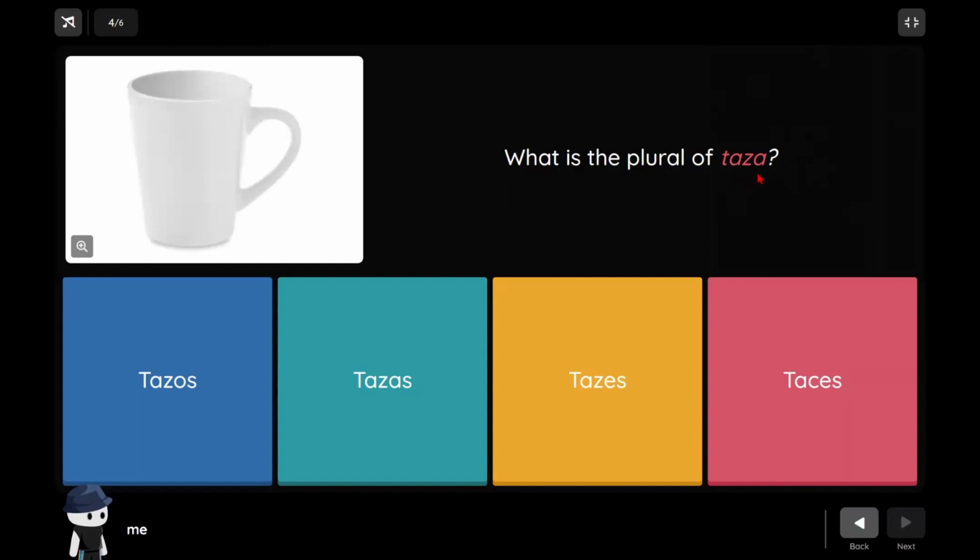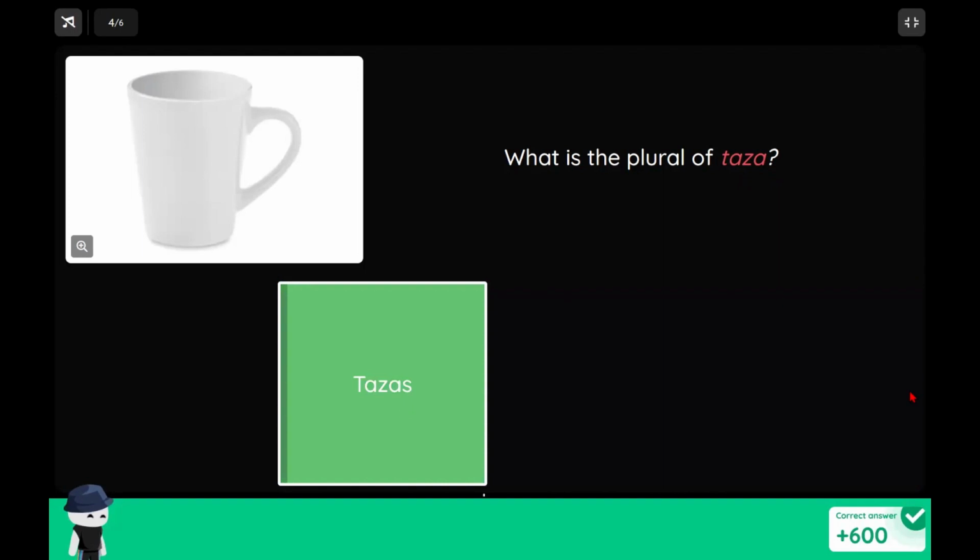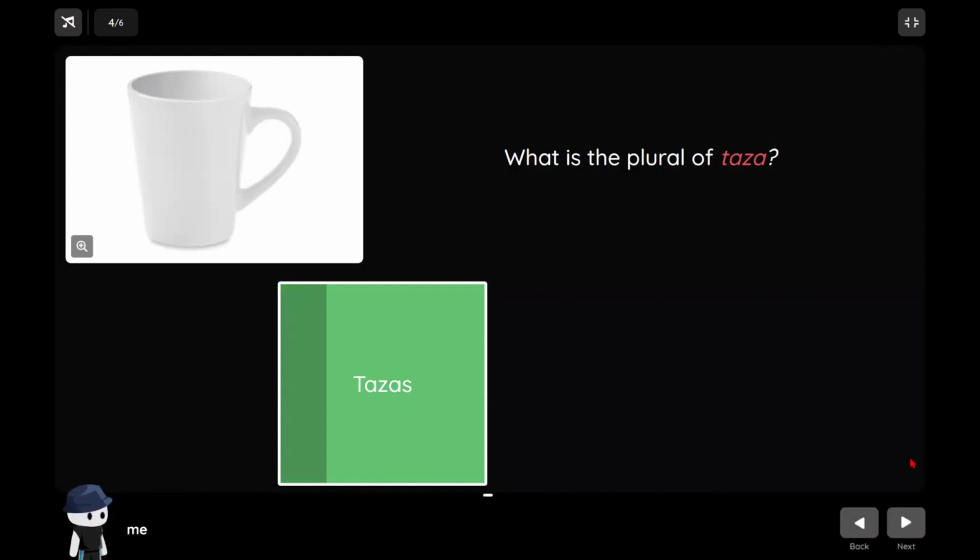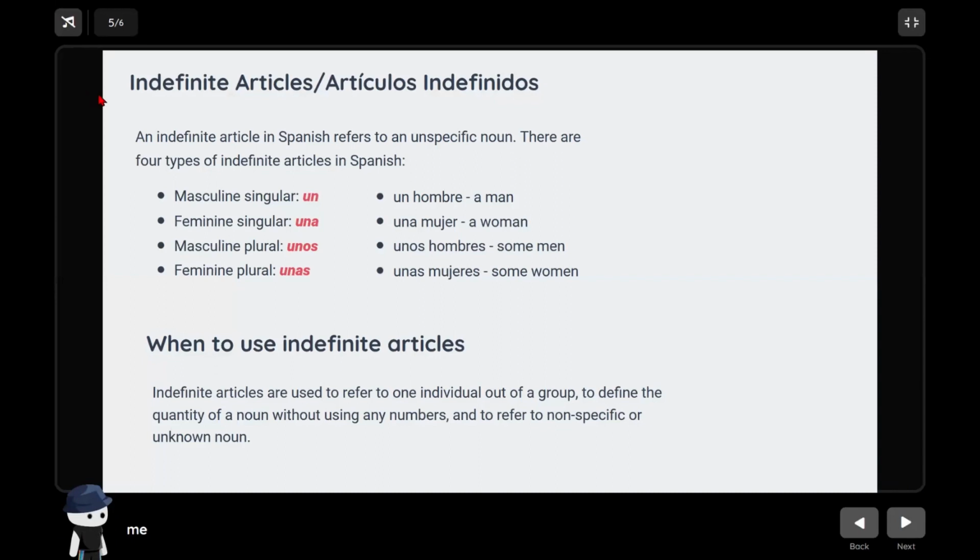Taza, right? Of course, we know from what we previously discussed in those four rules. First off, that's the trick: we have to look at what the word ends in. It ends in a vowel, A. So because it ends in A, we just simply add an S. And so the answer would be tazas, right? Makes sense? All right. So let's continue on.